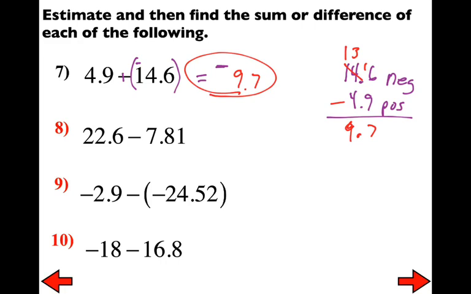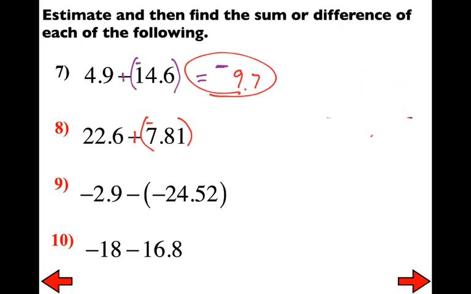All right, taking a look at number 8. We should change this to an addition problem, so we add the opposite. And I'm going to go ahead and erase this so I have some room here. In this problem, we have more positives than negatives, and the reason is because we have 22.6 positives and 7.81 negatives. You can clearly see we have more positives than negatives.